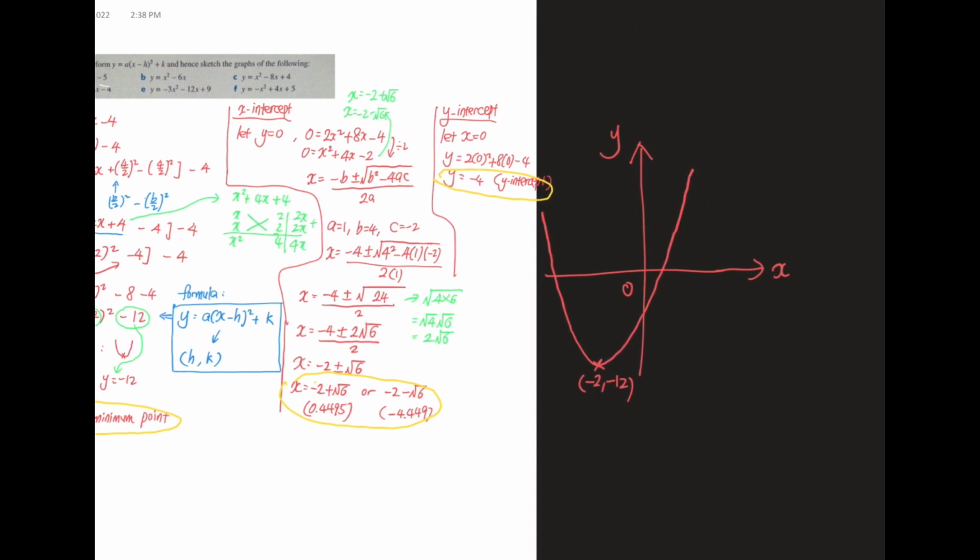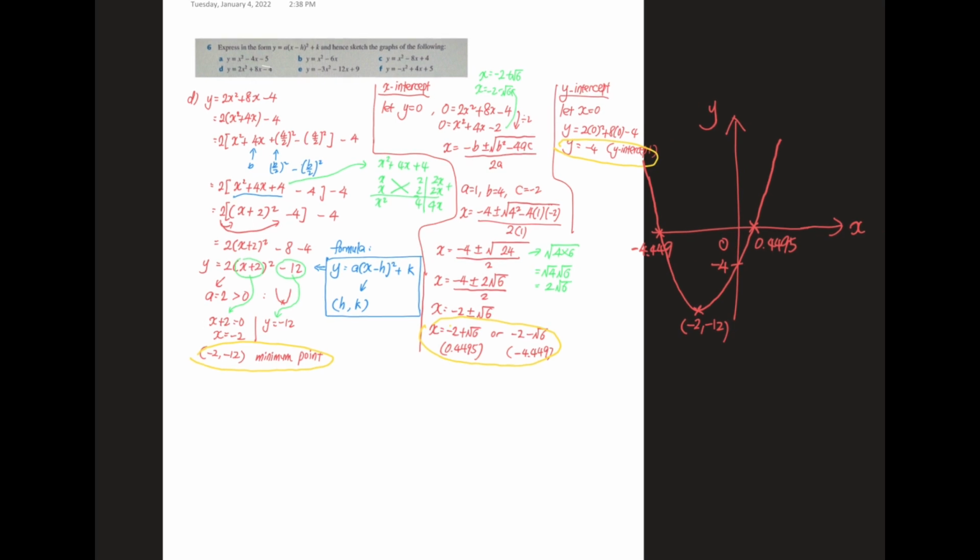Okay, so I sketch the graph, and after that I label the x-intercepts that I obtained just now, minus 4.449 and 0.4495, and then the y-intercept, minus 4. So the whole graph is settled. So basically 4 steps. First step, completing the square to get the stationary point. Second step, find the x-intercept. Third step, find the y-intercept. And then the fourth step, sketch the graph.